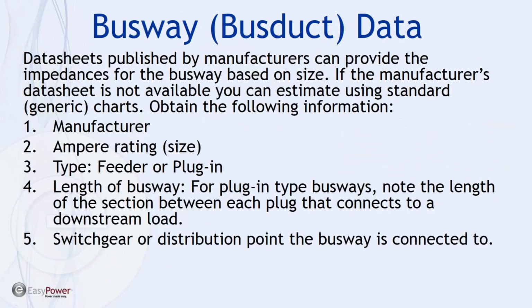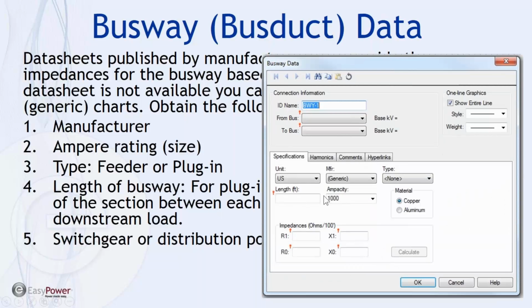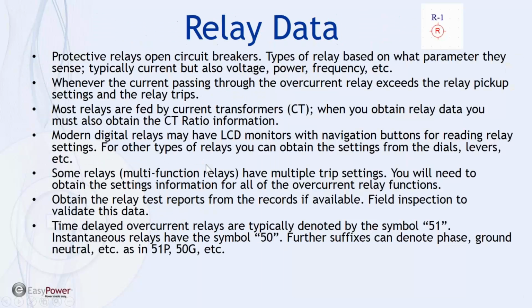Bus ducts and busways are, again, similar to cables in terms of information necessity. What we're looking for here is the manufacturer's name, ampere rating and size, and the length, and then anything that's downstream, potentially in terms of loading and protective devices. These are called out and entered because we're looking for the impedance calculations. If you have those directly, they can be entered, or they can be calculated based upon the manufacturer's information.